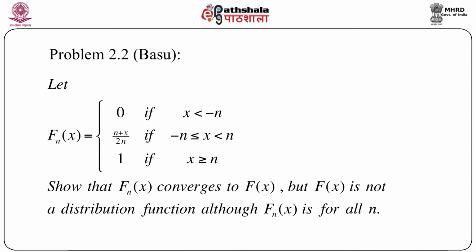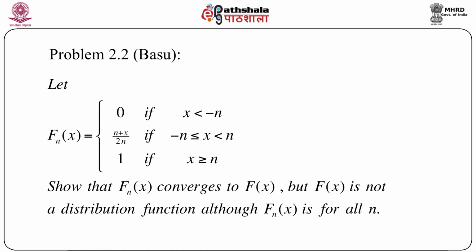Next problem is another very interesting problem. We know that the convergence in distribution function, we have some idea about that. We know many theorems relating to this issue. So let us discuss one very interesting problem due to again Basu. So let Fn(x), that means a sequence of distribution functions, be defined as 0 if x less than minus n, n plus x by 2n if minus n less than or equal to x less than n, and 1 if x greater than or equal to n.